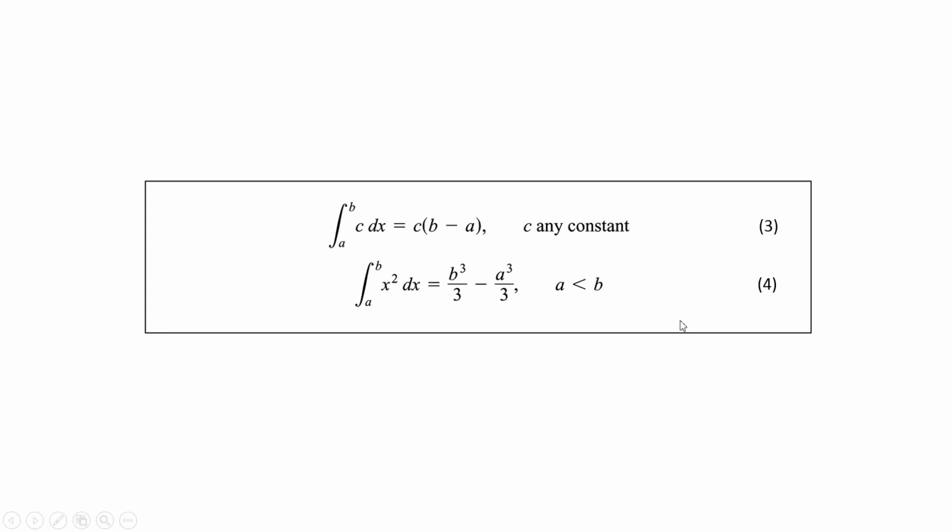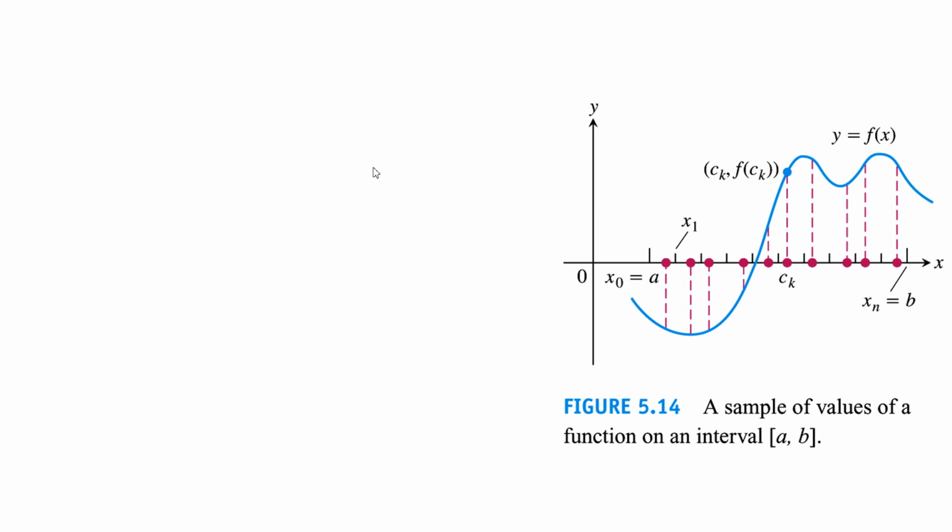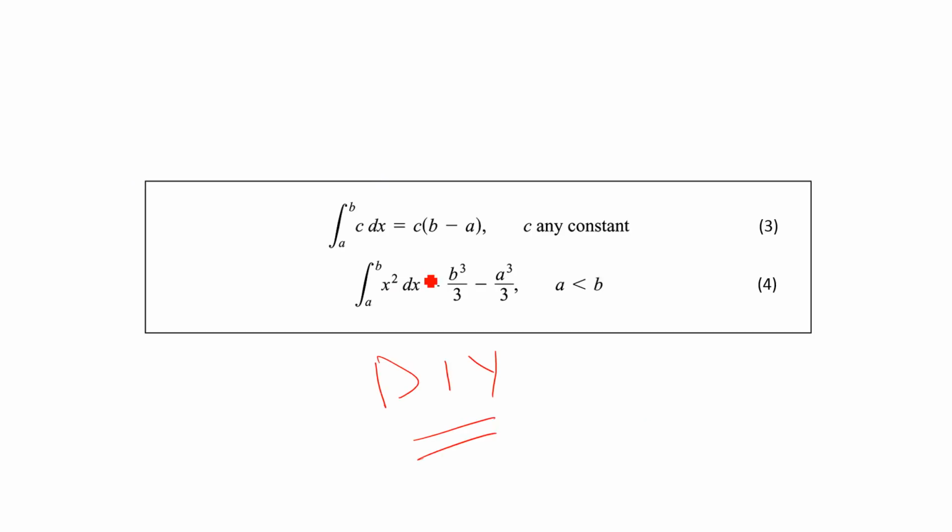These results can be proved. You will do it yourself. These are practice problems for you. This is just like what we did in example number 4, and the consequences of example number 4, where we proved that the integral from a to b of x dx is b square over 2 minus a square over 2. In similar fashion, you can prove these two results, and I urge you to do it yourself. That will be interesting.